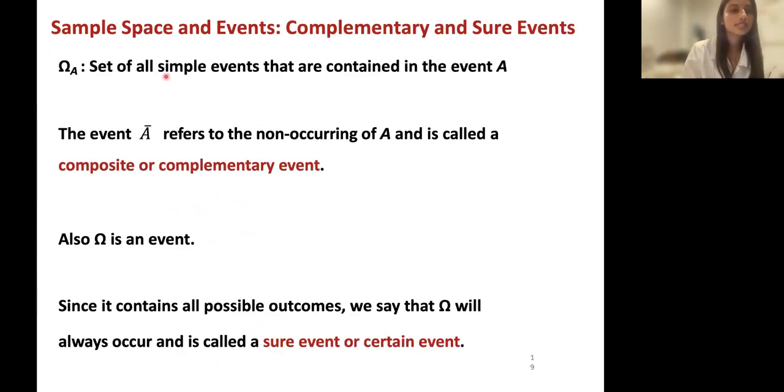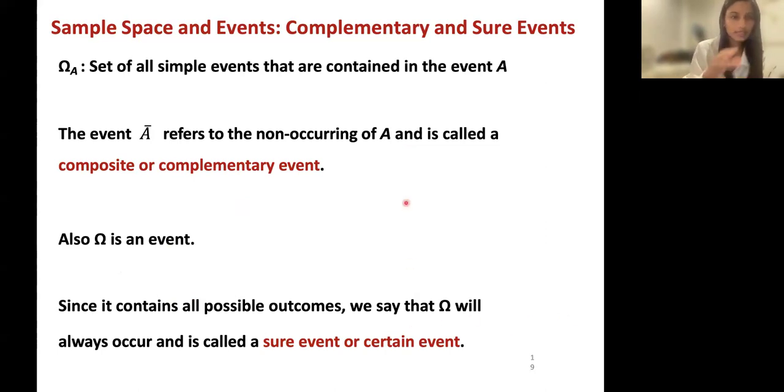Also, the set of all simple events that are contained in A is denoted by omega A. And the event A bar, with a horizontal line on top, refers to the non-occurrence of A and is called a complementary event, which is opposite to A. A simple example: we have numbers 1 to 10. A is the set of all even numbers. So what is the complement of this? The complement of A would be the set of all odd numbers. It's just the opposite of that.